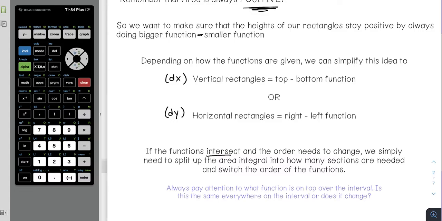So we're going to go through 4 basic examples. We're going to use the calculator for some of them, and we're going to do some of them without the calculator, just kind of to show how you can do it both ways.